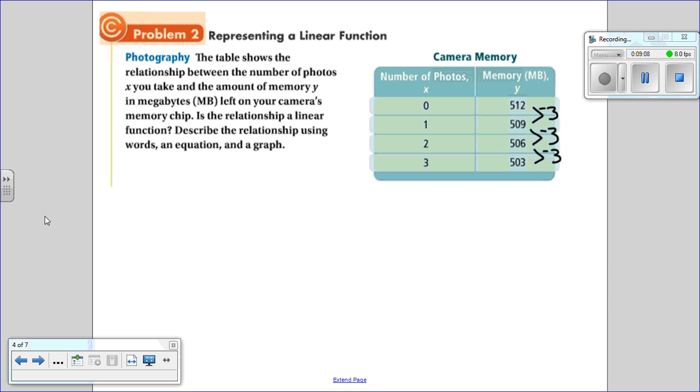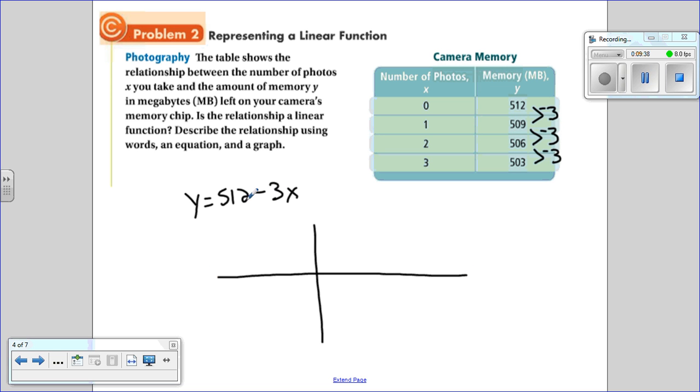The equation would be y is going to equal 512, because that's what we're starting at, minus 3 times however many pictures we've taken, and that's x. So again, now, we're used to y equals mx plus b, right? So all we have to do is flip this around, and that would become y equals negative 3x plus 512. Okay?